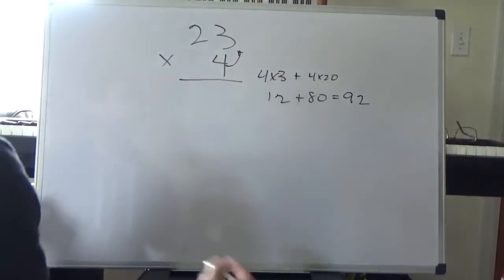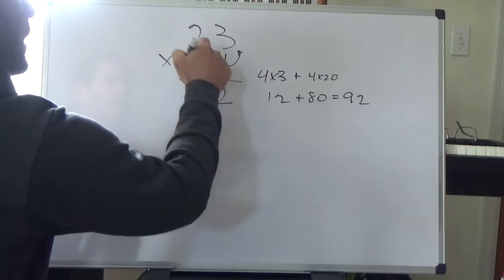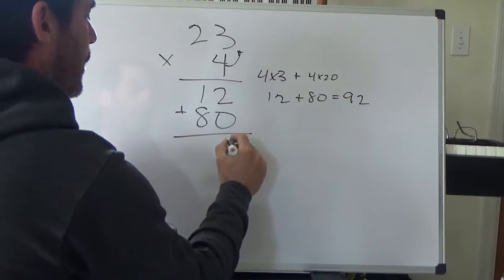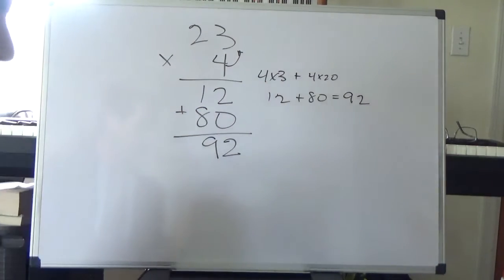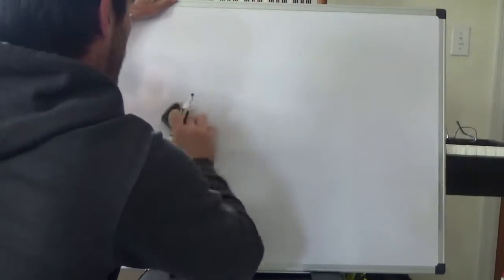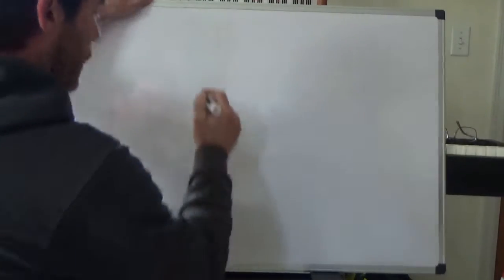The partial products method would be 4 times 3 is 12. 4 times 20, or 2 tens, is 80. If I add all these up, I would end up with 92 whole things. Let's try another one. So that's a 2-digit by 1-digit problem.